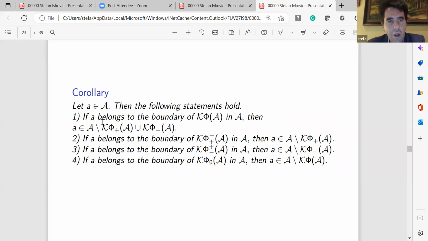If A belongs to the boundary of the set of Fredholm type elements in A, then A cannot be a semi-Fredholm type element. And similarly, if A belongs to the boundary of upper semi-Weyl type elements, then A cannot be an upper semi-Fredholm element. Also, if A belongs to the boundary of lower semi-Weyl type elements, then A cannot be a lower semi-Fredholm element. And finally, if A belongs to the boundary of Weyl type elements, then A cannot be a Fredholm type element.